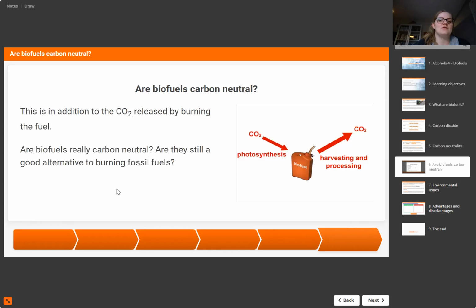This, in addition to the carbon dioxide that's released by burning the fuel, raises the question of, well, are biofuels actually carbon neutral? Are they still a good alternative to burning fossil fuels? So there's no set answer for that. It's just sort of a question. We sort of have to take that into account. Actually, it's not as clear cut as we like, or as it's often sold to us.